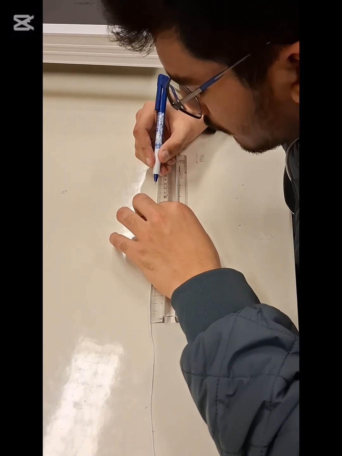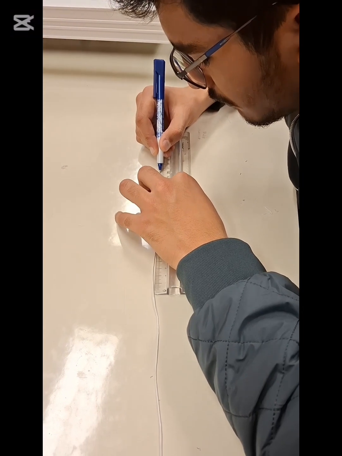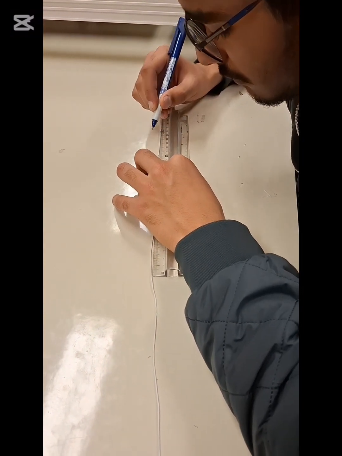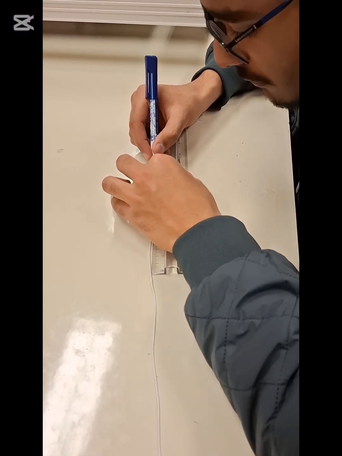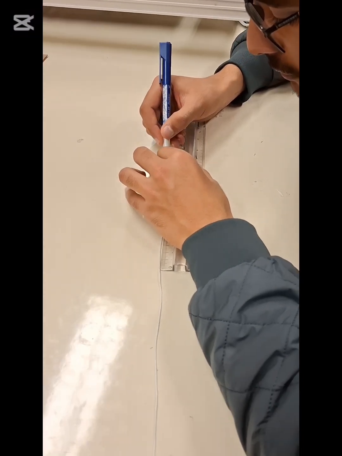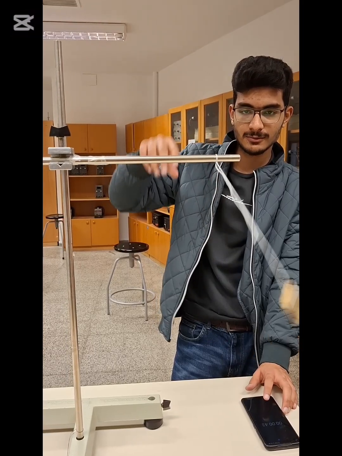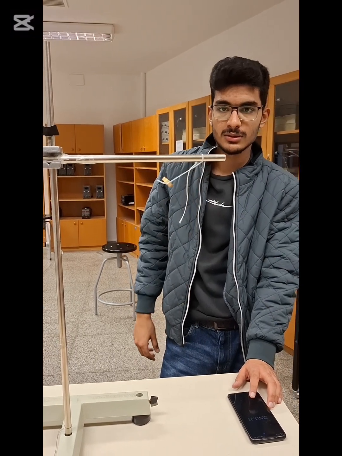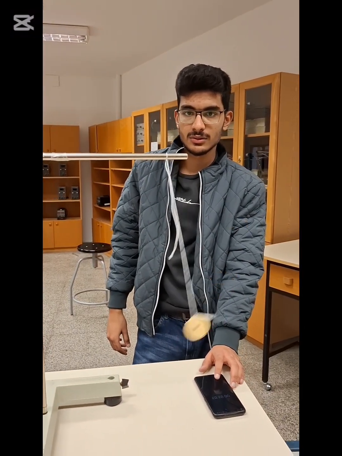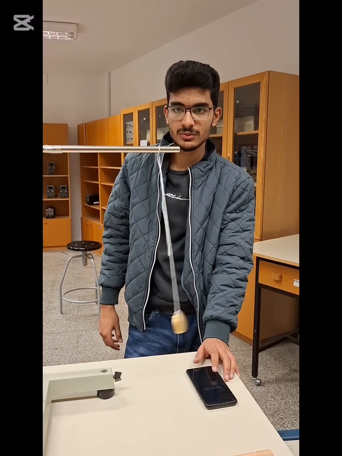Here's a look at how I conducted the experiment. I marked specific lengths, 5 centimeters, 10 centimeters, etc., on the string for precise adjustments. For each length, I displaced the pendulum to a 90-degree angle. This ensured that the average velocity and height remained consistent across trials.